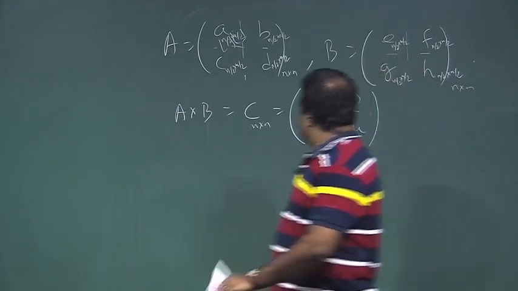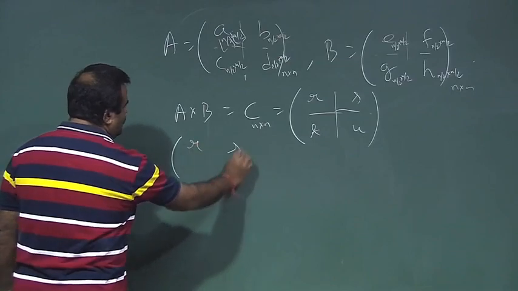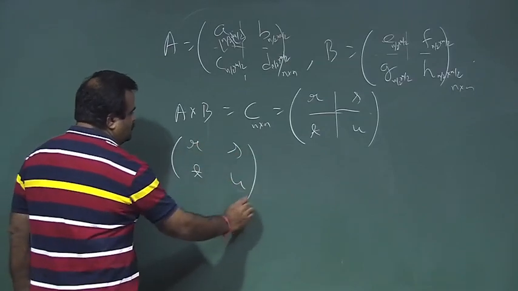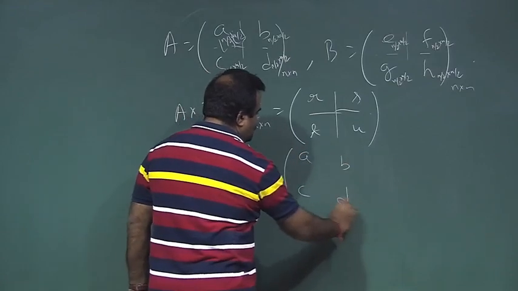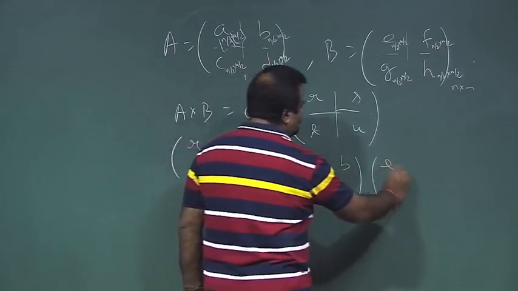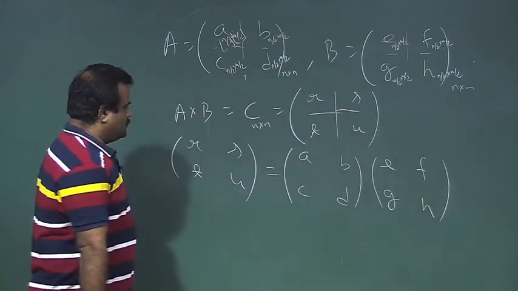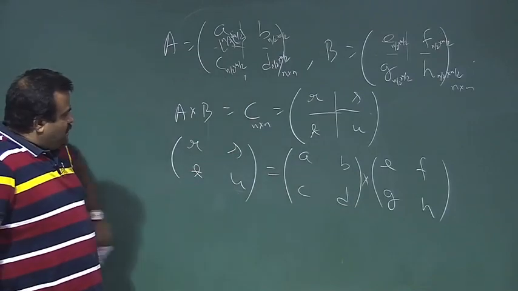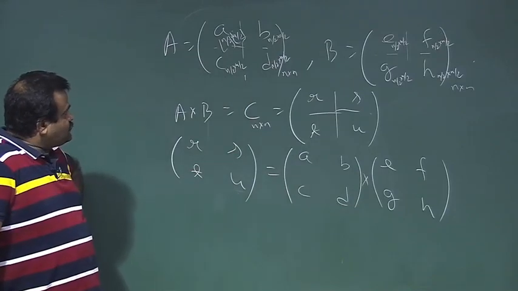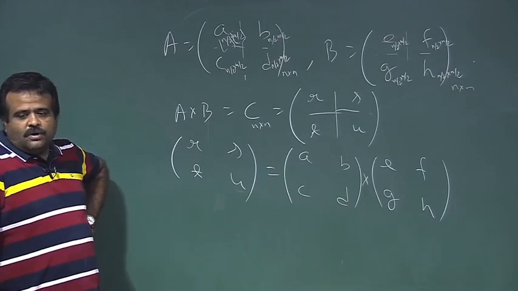So basically the matrix multiplication is R S T U equals A B C D times E F G H. This is the matrix multiplication in sub matrix form. So now, what is R?